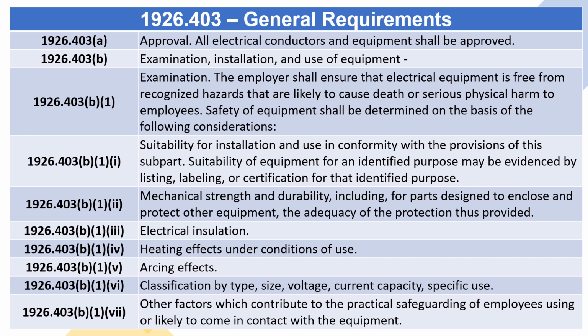1926.403(B)(1)(i), Suitability for installation and use in conformity with the provisions of this subpart. Suitability of equipment for an identified purpose may be evidenced by listing, labeling, or certification for that identified purpose. 1926.403(B)(1)(ii), Mechanical strength and durability, including, for parts designed to enclose and protect other equipment, the adequacy of the protection thus provided.